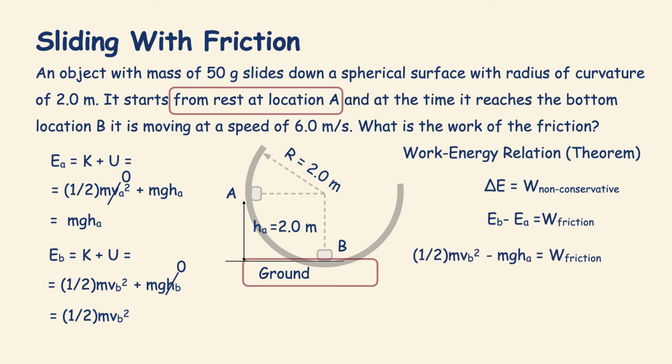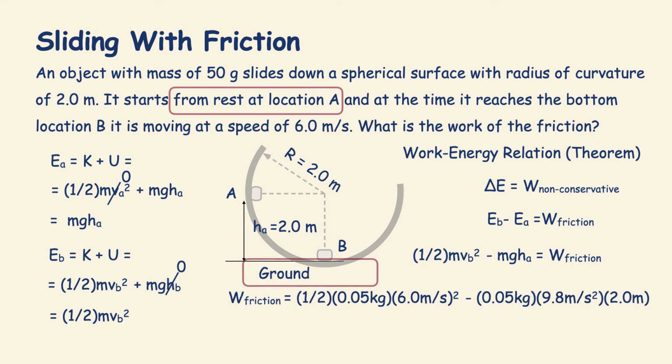With that, I can write that the energy at location B, which is 1/2 mv_B squared, minus the energy at location A, which is mgh_A, has to be equal to the work of friction. And this equation will give us the answer for what the work of friction in this problem is. I'm going to move the symbol for the work of friction to the left, and I'm going to replace all the symbols with the numeric values given by the problem.